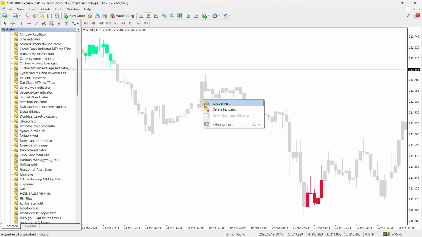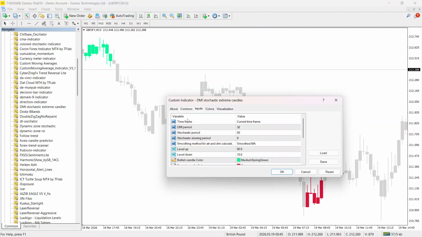Now we go over to the settings. We have the time frame that it calculates on, the DMI period, stochastic period, and stochastic slowing period. All these parameters control the sensitivity of the indicator.